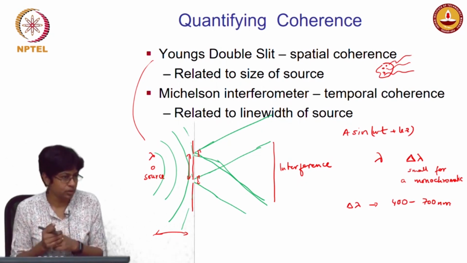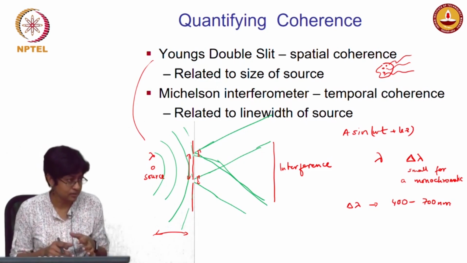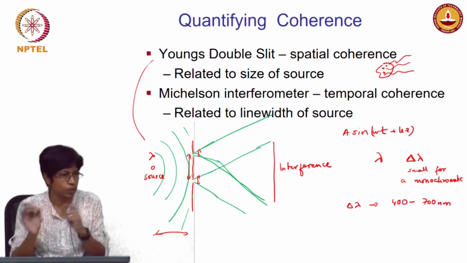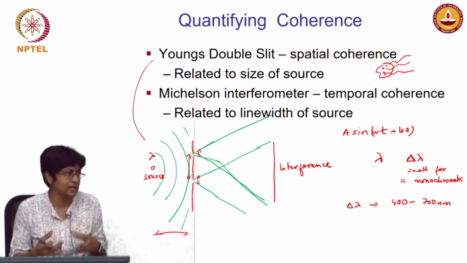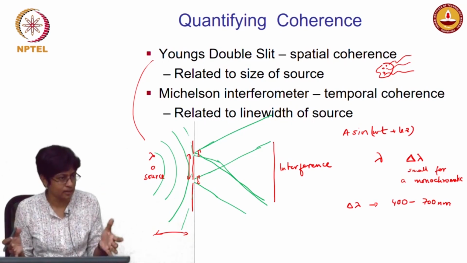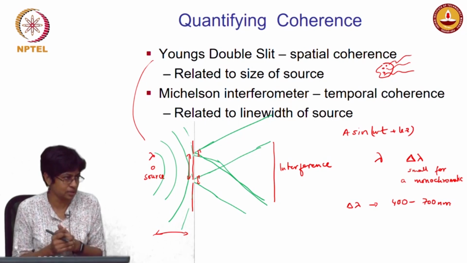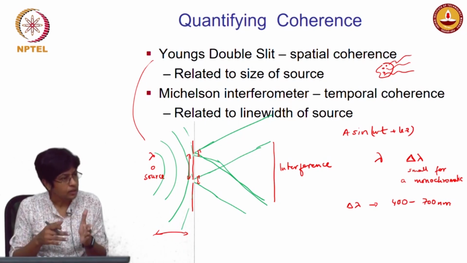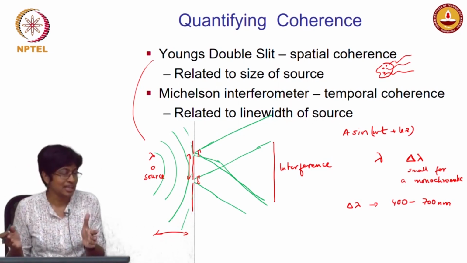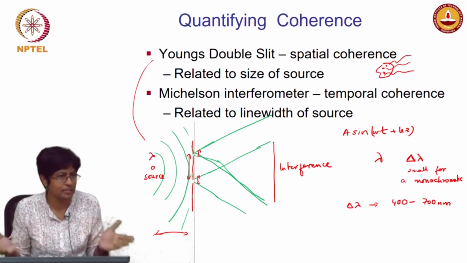How do I study temporal coherence? Well, this particular setup, the Young's double slit, allowed us to make two sources out of the same wavefront. So, somehow I need to now take my original source and create two sources again, but not from the same wavefront, because I don't want to study spatial coherence anymore, but from two waves, one of which has traveled a longer time or a longer distance than the other one.